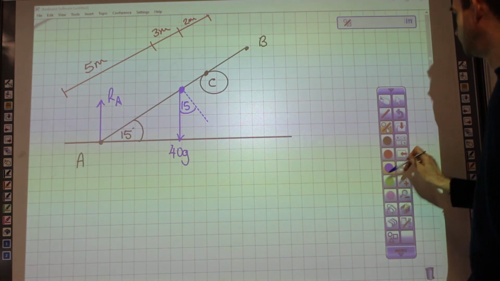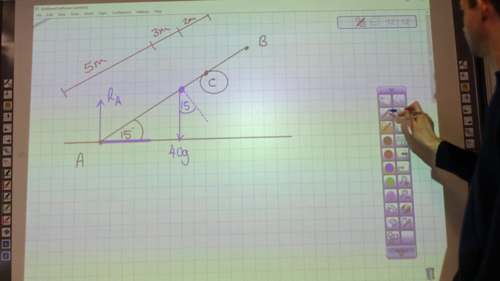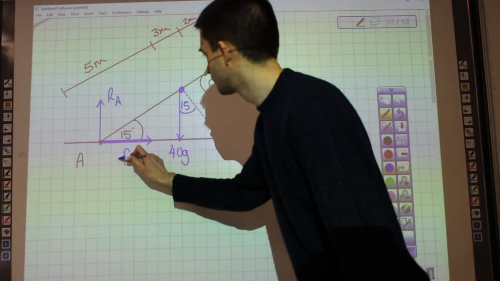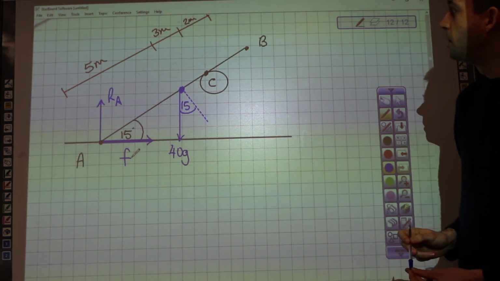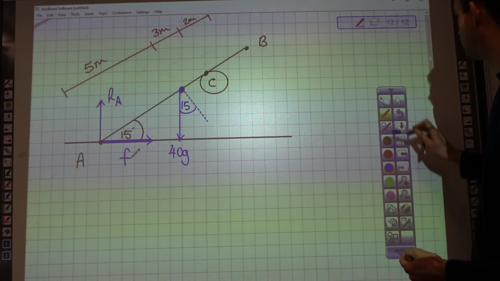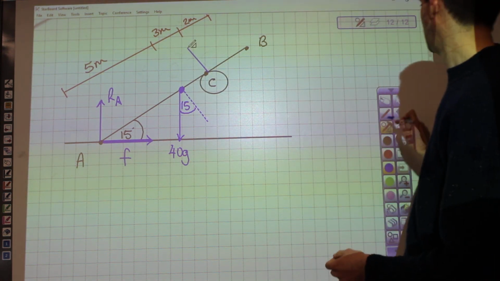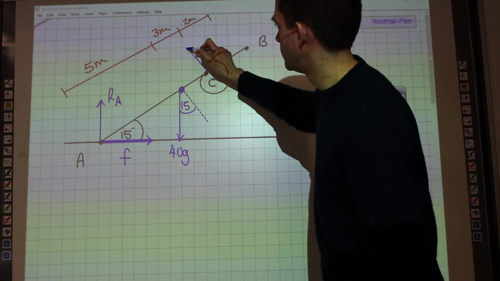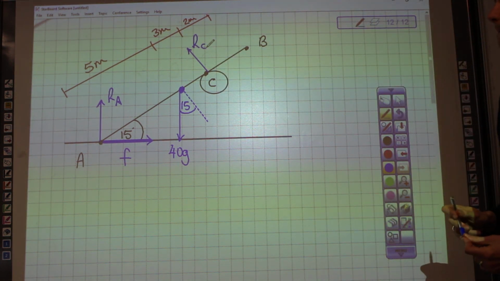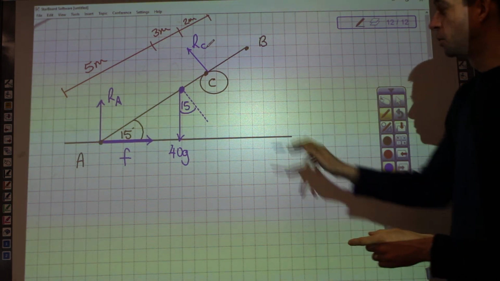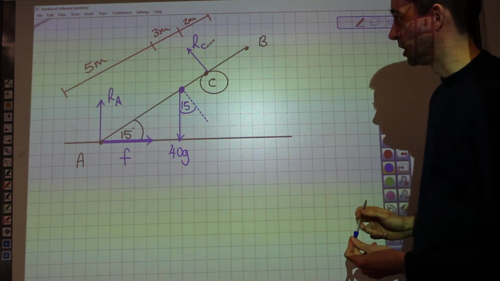So I'm going to get a slightly fatter pen so it shows up over the black one, and label my friction force there. The other force that I have to consider is that I have a reaction force at C, where the rod is in contact with C, and I'm going to label that RC. There is no friction at that point because we were told that the peg is smooth. So those are the forces that I've got so far.